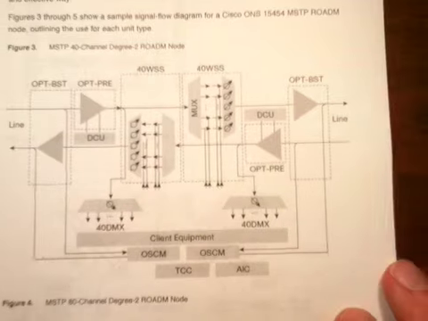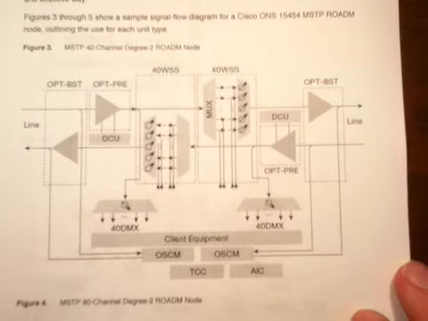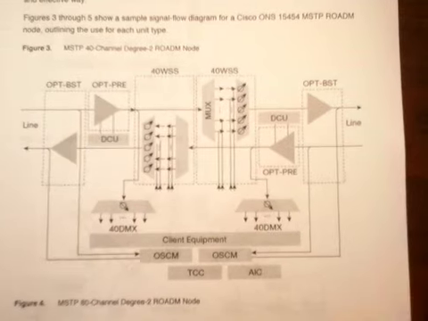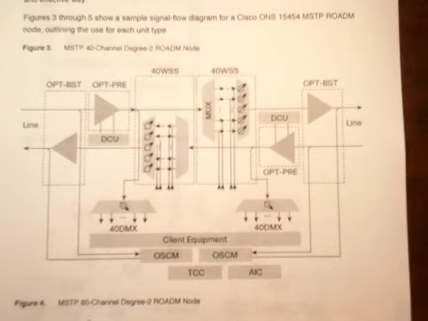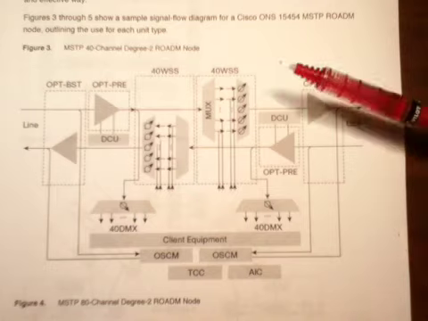But the real point here is this diagram. This diagram shows you how to create what's called a ROADM node. This is a degree 2 ROADM node with 80 channels on it. And let's see if I can talk you through this.